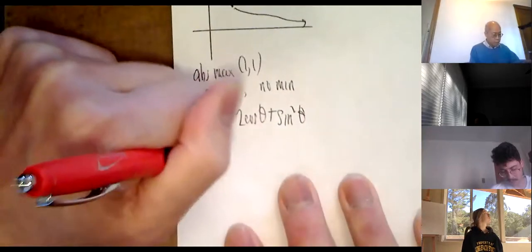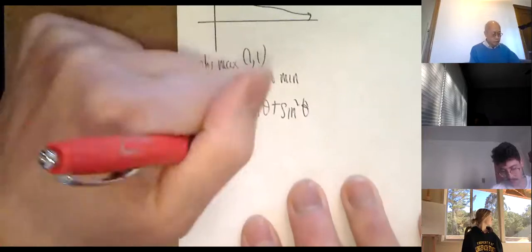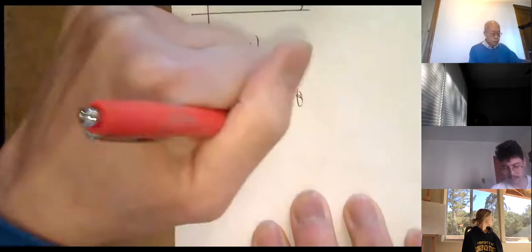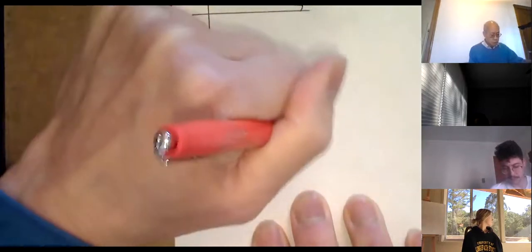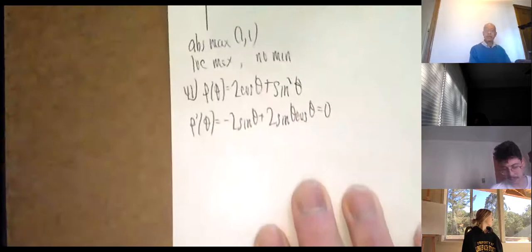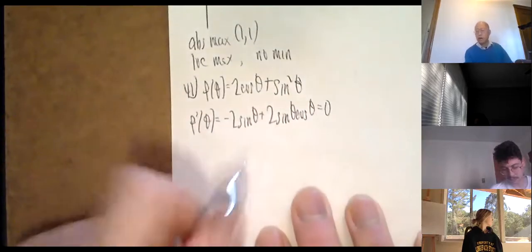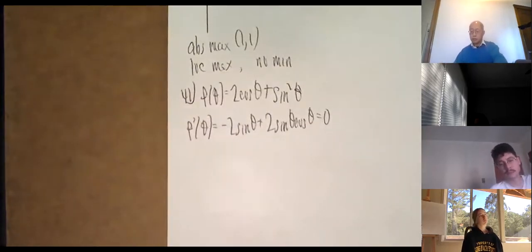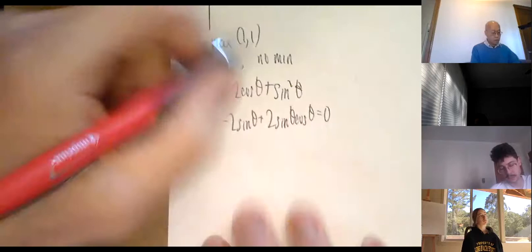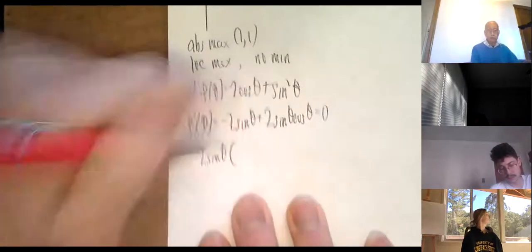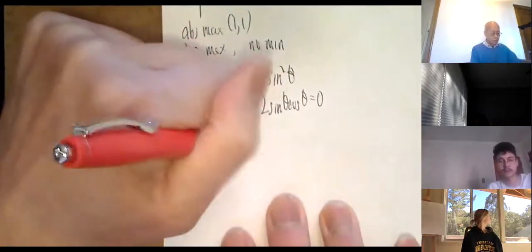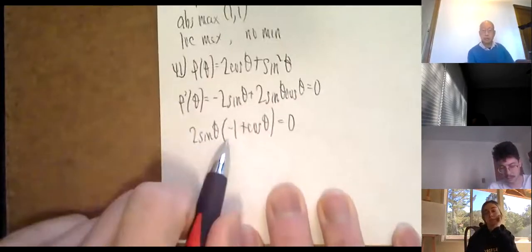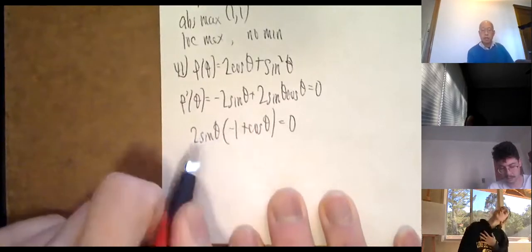So f prime, derivative of 2 cosine is -2 sine theta. Derivative of sine squared is 2 sine theta cosine theta. And I set that equal to 0 for critical numbers. I also have to check undefined, but this is never undefined, so looks like we're good on that front. So let's factor out 2 sine theta, parentheses, -1 plus cosine theta equals 0. If I did that right, let me double check. -2 sine theta. Yeah, that's okay.